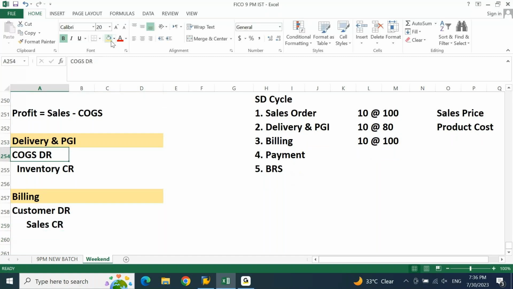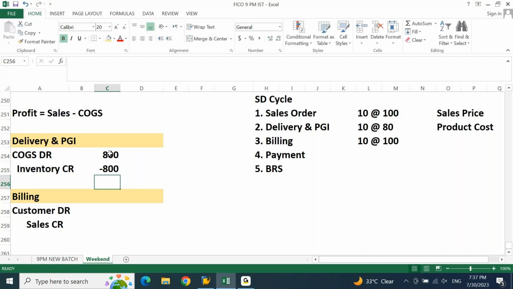Now your delivery or your PGI is talking about product cost. Whatever product or service you're delivering, the cost of that product, the cost of that service, you have to include in your delivery or PGI. This does not include any profit. So here what I need to write, 10 multiplied by 100 or 10 multiplied by 80. This will be 10 multiplied by 80, which is 800 on the debit side, 800 on the credit side.